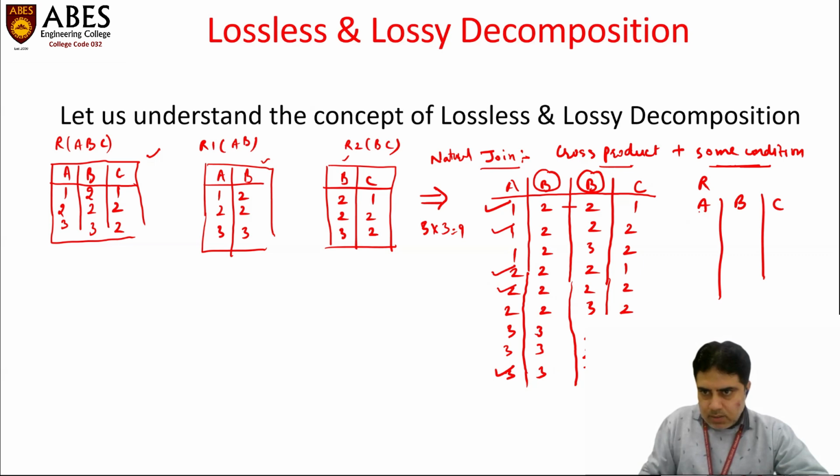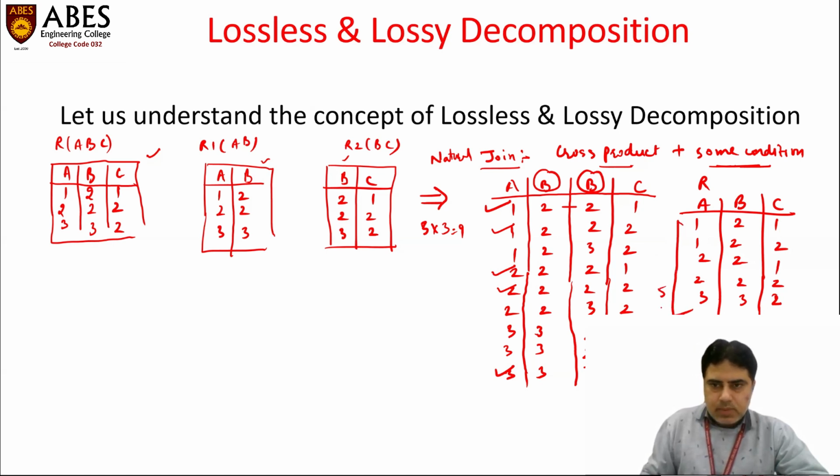We will get 1, 2, 1; 1, 2, 2; 2, 2, 1; 2, 2, 2; and 3, 3, 2. So here a total of 5 tuples come in the table R. Originally, in the original table, we have only 3 tuples.